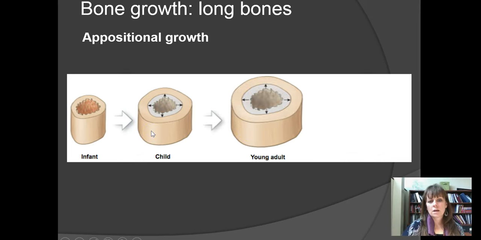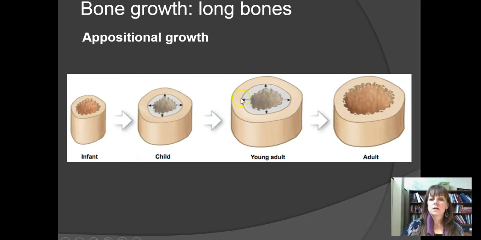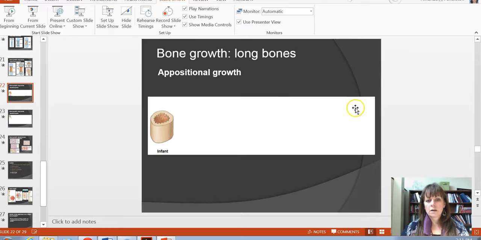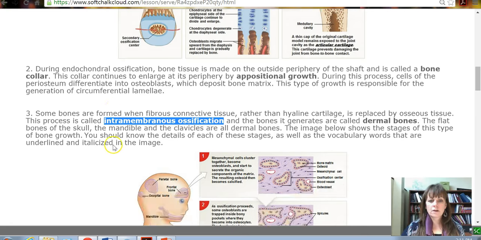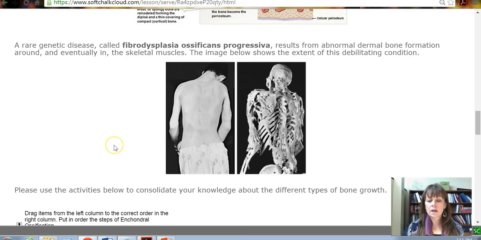Okay. Now notice that as we continue to add to the outside, we're also continuing to hollow out the inside. So we end up with wider bones, but that inner portion is also more hollowed out by the time you get to an adult. Okay, and so this is something that can continue to happen for many years. Okay, and so those are the different types of bone growth.